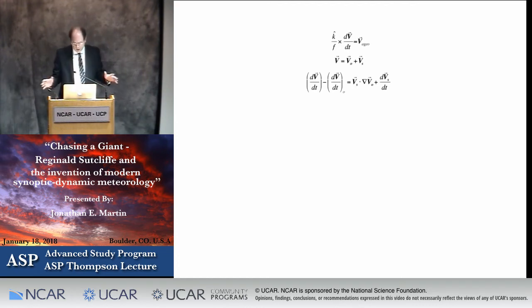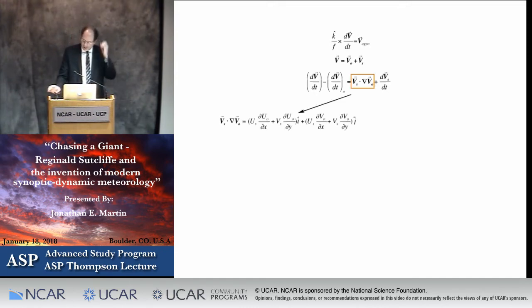One of them is this weird tensor-looking thing, Vs dot del V naught, and the other is the rate of change of the shear vector. And so he takes apart this first term, expands it. First of all, you can use the scalar invariant operator to do that, and you get these four terms.